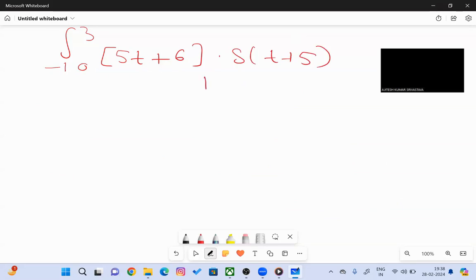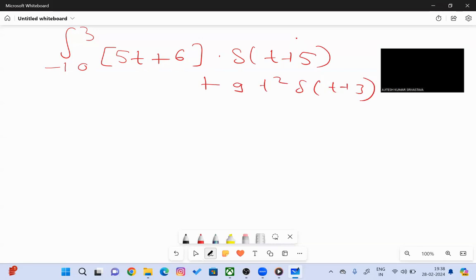Okay, let me solve one numerical. Integral from minus 10 to 3 of (5t plus 6) delta t plus 5, plus t square delta t plus 3, with integration with respect to dt.